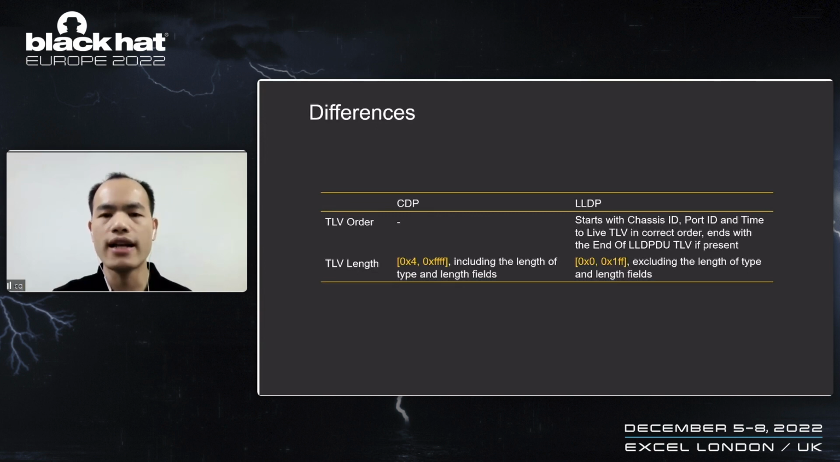As for TLV length, it seems more interesting. In the CDP protocol, the length of each TLV includes the type and length fields, and ranges from 4 to FFFF, while in the LLDP protocol, the length of each TLV excludes the type and length fields, and its range is from 0 to 1FF.